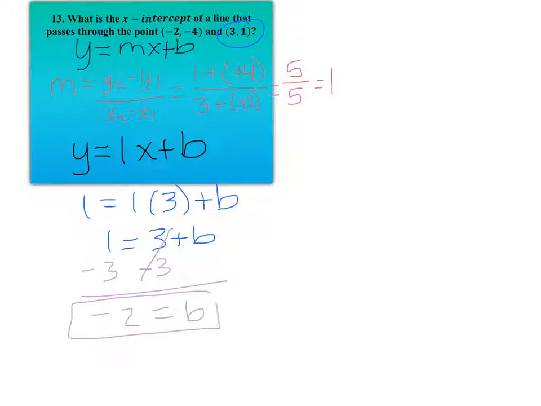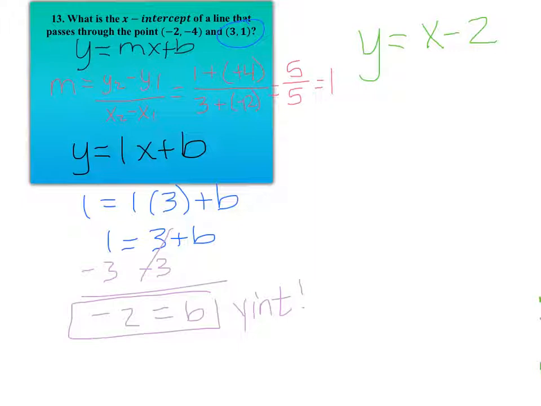Am I done? No, because this is the y-intercept, and they want me to find the x-intercept. So I'm not done yet. Now I go to write my equation: y equals x minus 2. How did I get that equation? Well, m is 1. Do I have to write the invisible 1? No. And my y-intercept is minus 2.